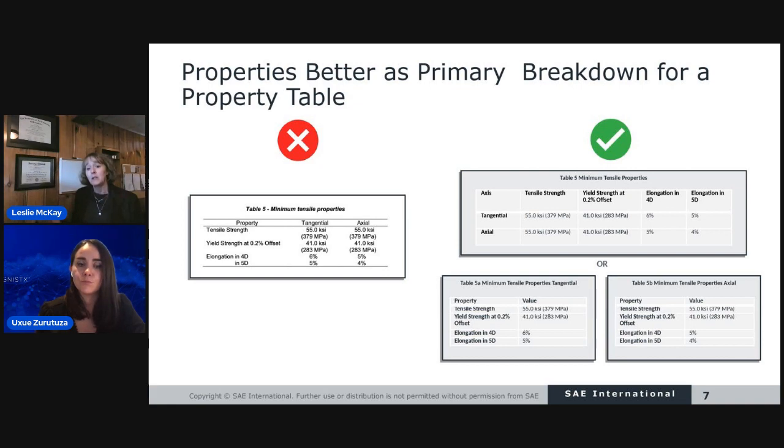I've actually shown 2 examples of ways you could do this. You can still have it all in one table, showing different units of measure within the same cell, so you can show the tangential and the axial all in one, or you can separate it and just have one value in one table for your tangential and one for your axial. Either way works. What you want to strive for with tables is to try to get one data value per cell.